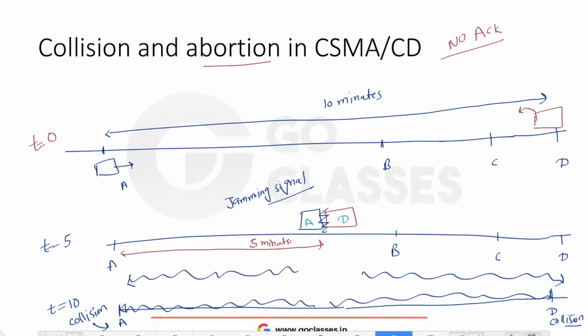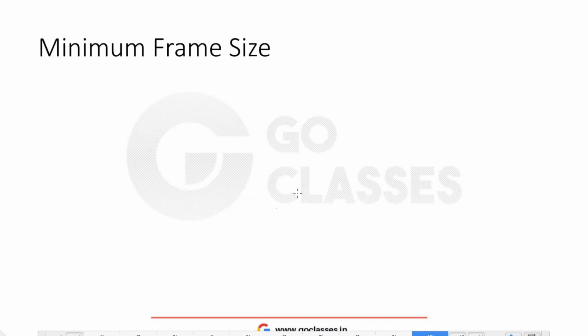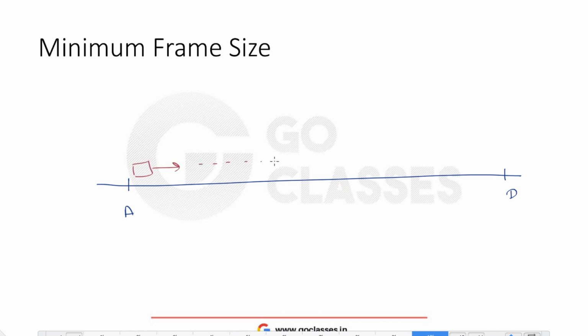So for that we have something called the minimum frame size. So what do I mean by that? Suppose there is a packet that A has to send to D, and that packet gets propagated till this point, and suppose at the same time D is also sending some packet to A, and after some time this packet will also reach the middle. So suppose the propagation time is 10 minutes, as we have already seen. Then after this propagation time of 10 minutes, A will get to know if both stations are sending at the same time.